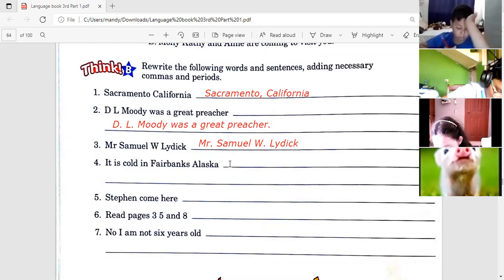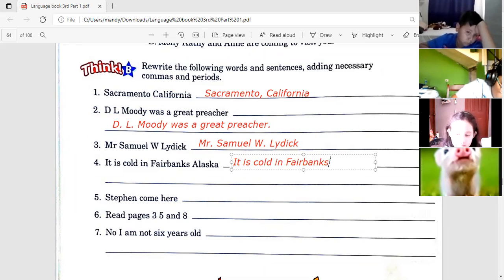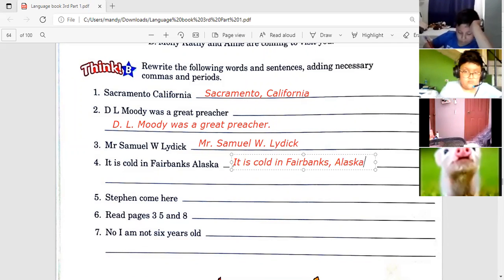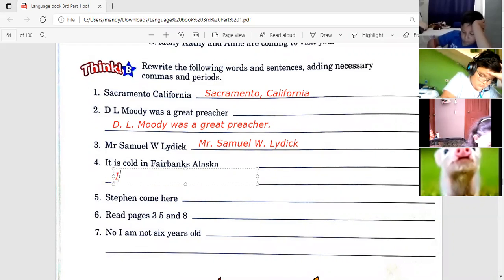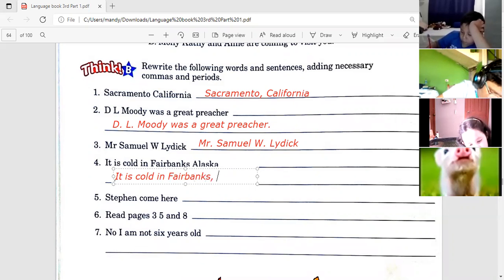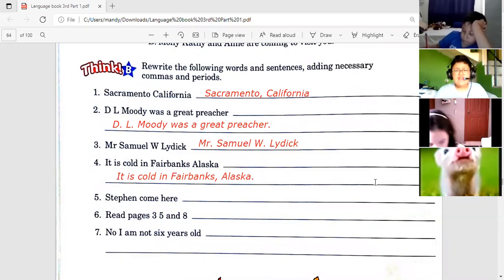Okay, let's continue. Number four. It is called in Fairbanks. This one is a city. So we write a comma, we separate the state, Alaska, yes? Okay, the complete sentence doesn't appear, so let me write here, yes? Okay, it is called in Fairbanks, comma, Alaska, period, yes? Okay.